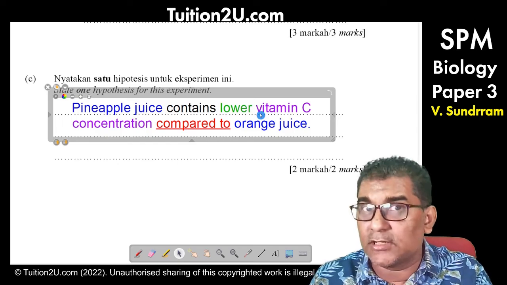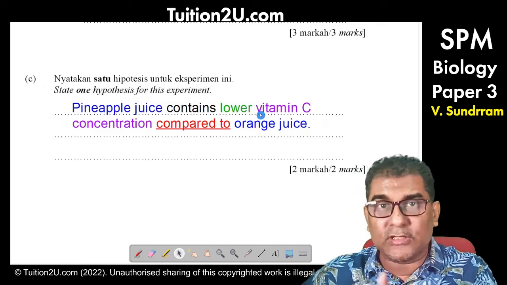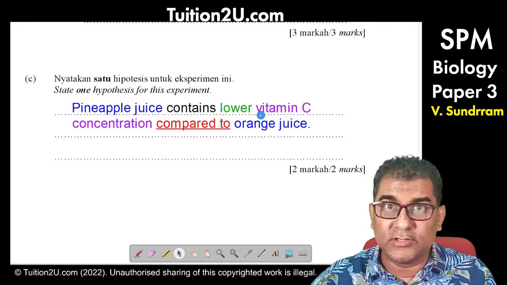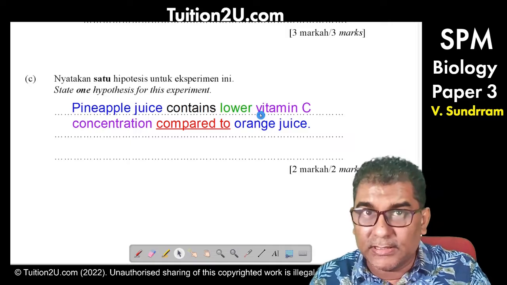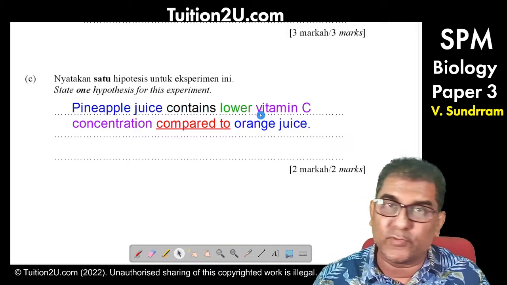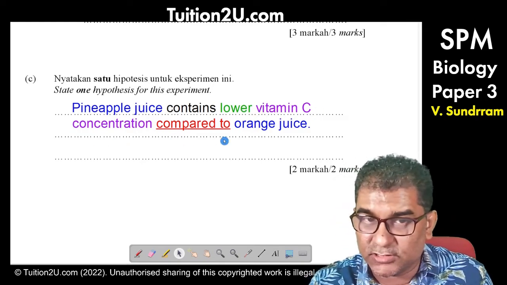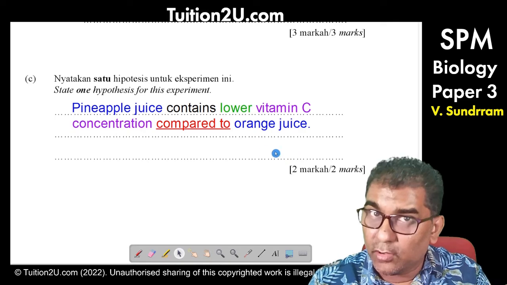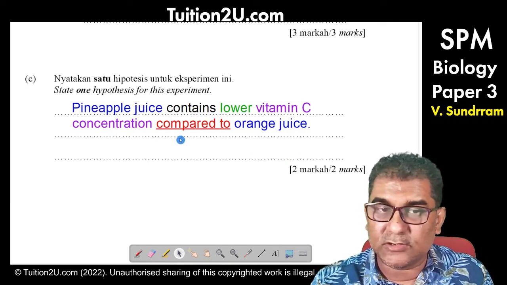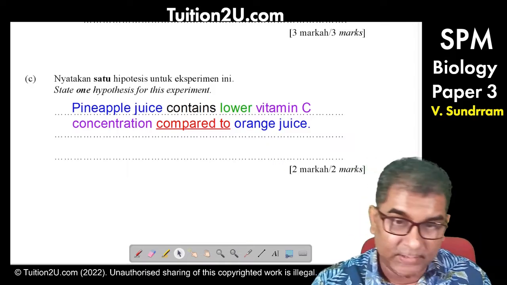Not to say the earlier one is wrong, but with the earlier one, when you do the experiment, you're going to come to the conclusion that the hypothesis is not accepted. You didn't prove it. So preferably you write what you can prove in the experiment. So this one we can prove. Pineapple juice contains lower vitamin C concentration compared to orange juice, or orange juice contains higher vitamin C concentration compared to pineapple juice. Either one, 2 marks.